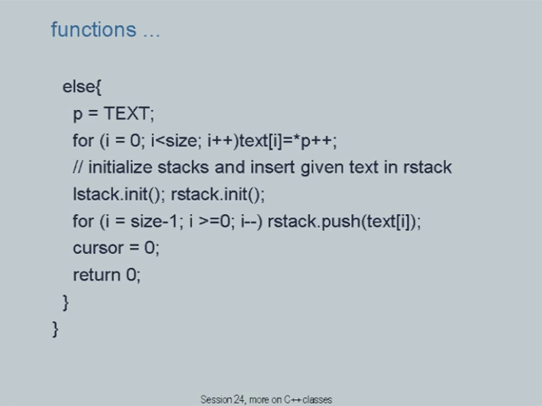Then I take the last but one character of text, i minus minus, push it next, and so on, till all elements are pushed. Notice that this could very well be achieved differently. Instead of saying text[i] here, I could have said *p++. It would have had the same effect. I initialize cursor to 0 and return 0. So this will initialize my editor.